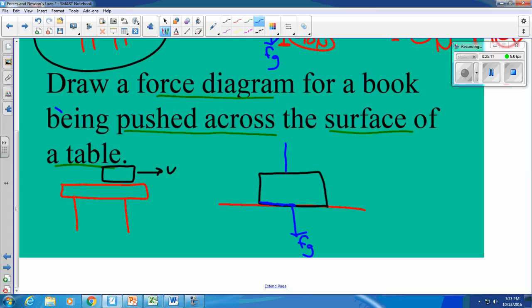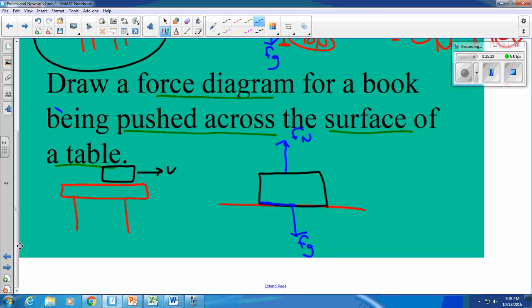And that normal force should be the same length arrow as my gravitational force. Why? It's not hovering in outer space and it's not falling through the floor. So that looks like my y direction.